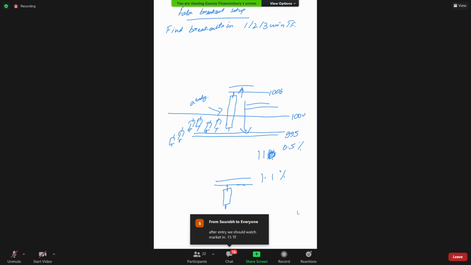But sometimes rejection happens. That is why, if this rejection happens, the false breakout setup is made. We will enter just above it. After entry, we should watch the market in 15-minute time frame? No, you will watch the market in the same time frame.